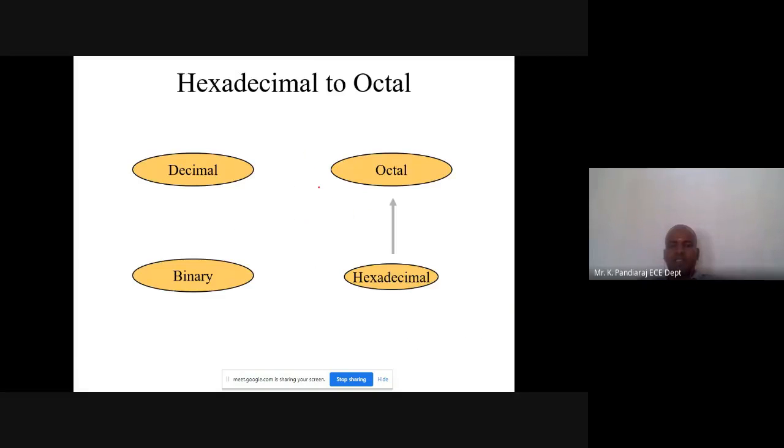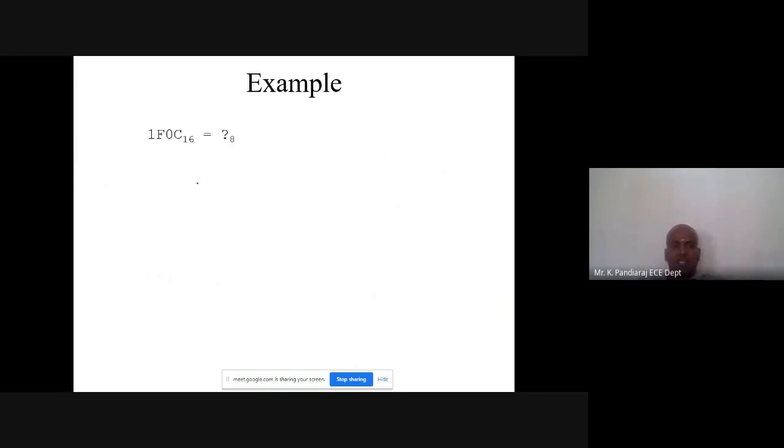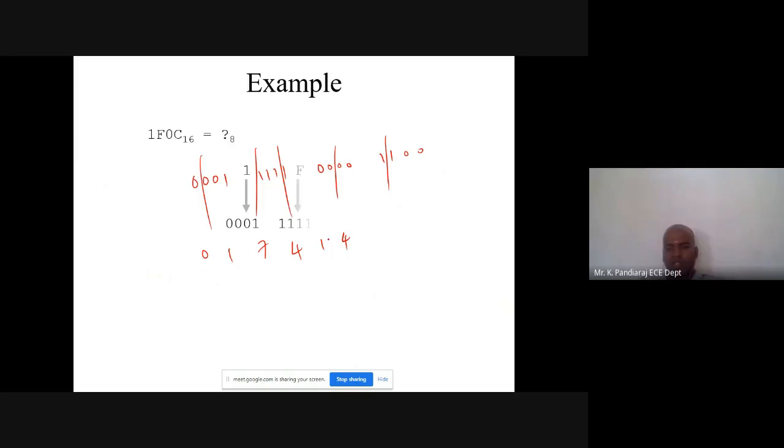Okay. Now hexadecimal to octal. Again, first hexadecimal is converted to binary. Then binary is converted into octal. See, 1F0C. So 4-bit representation. F is 15 and 0, and C is 12, since A, B, C are 10, 11, 12. So 1100. Now group by 3 bits. So 0, 1, 7, 4, 1, 4. So 17414 is the answer.